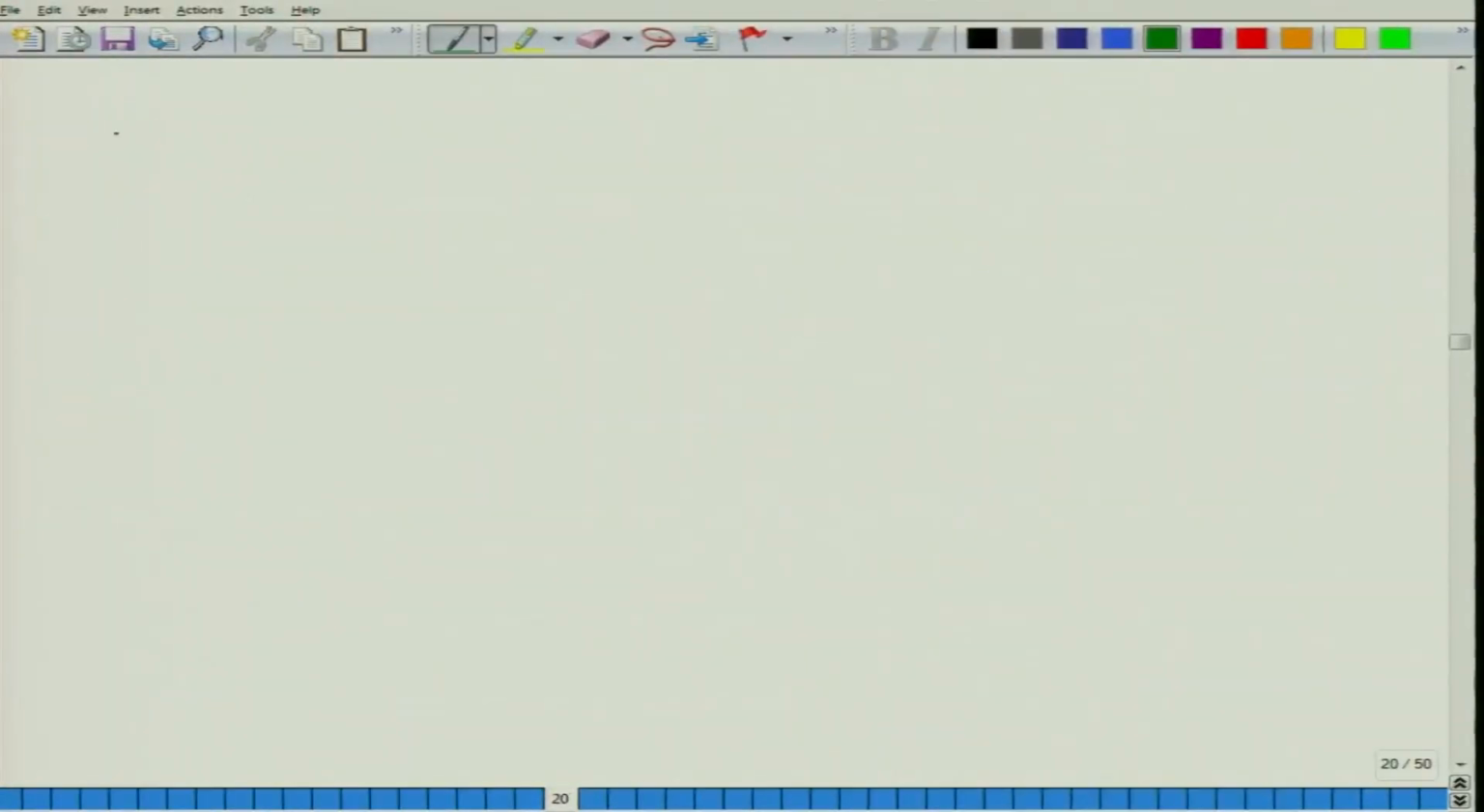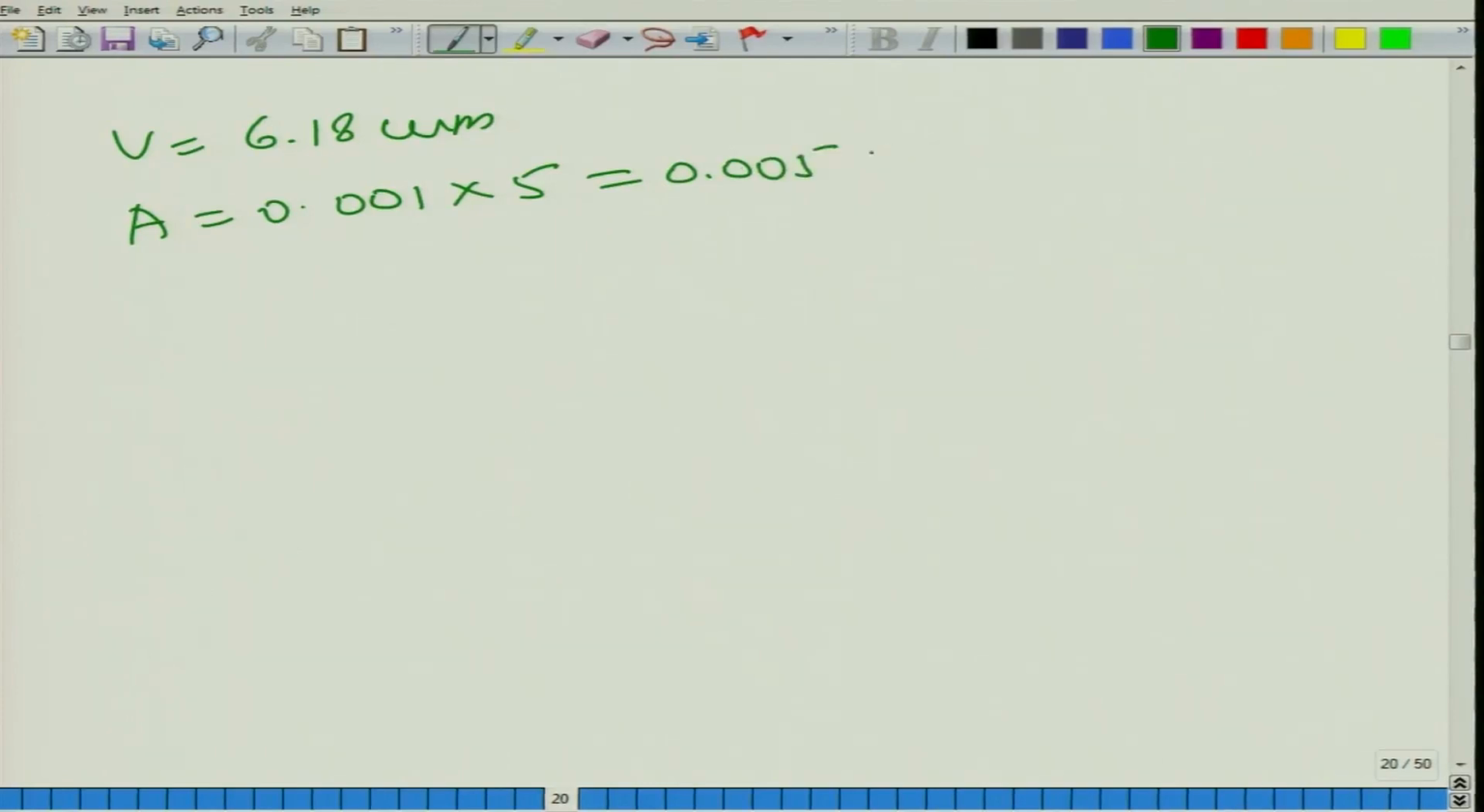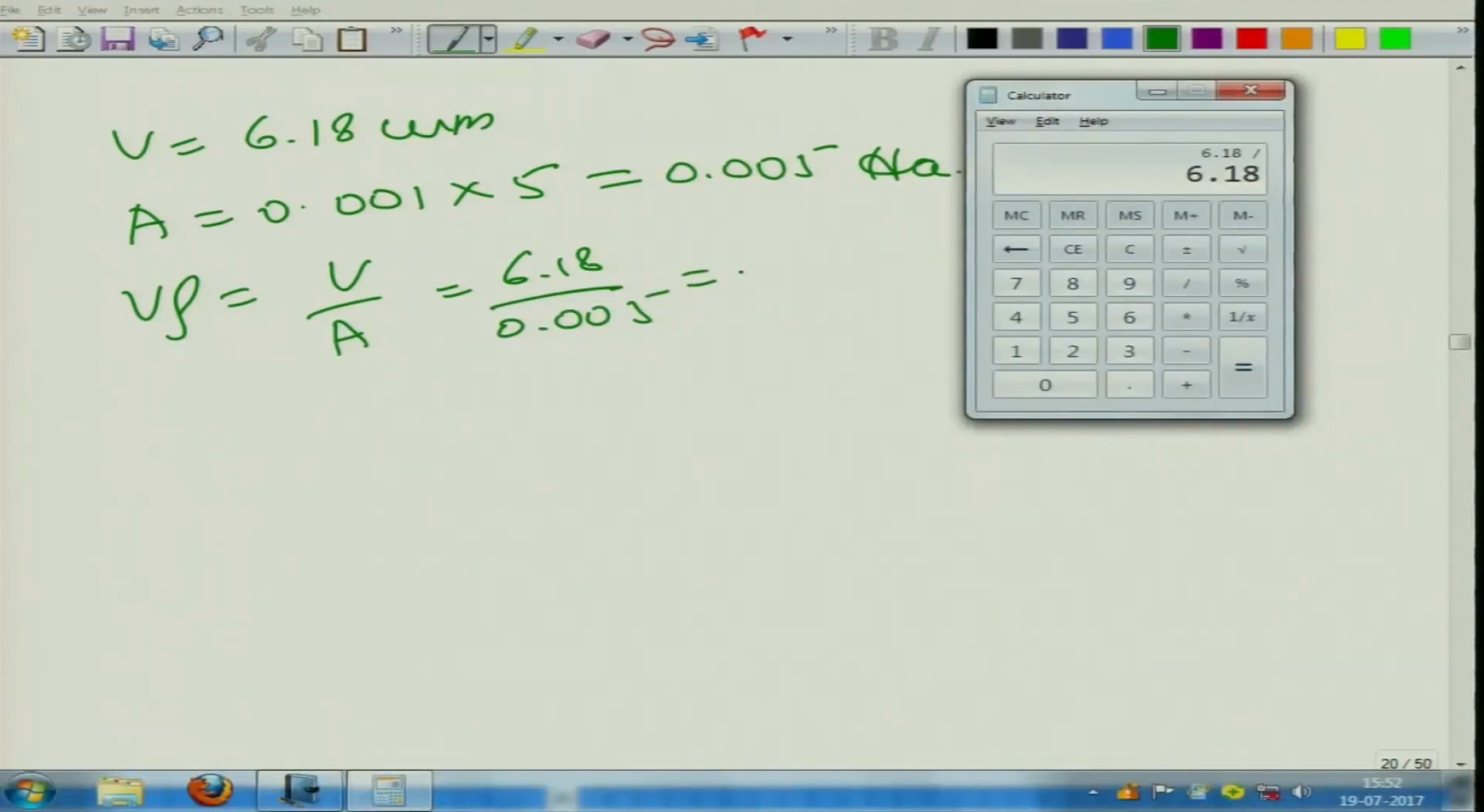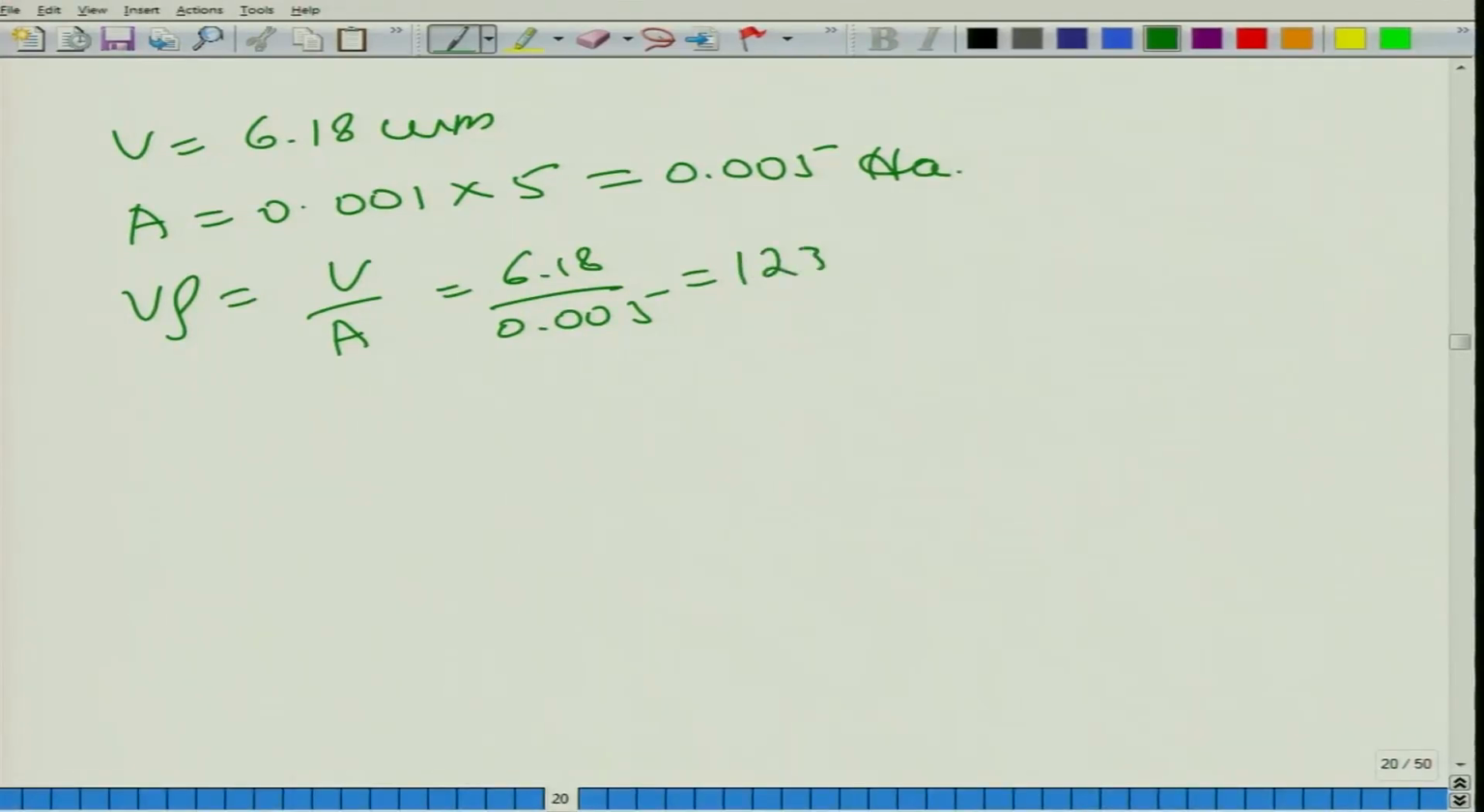Now, if we want to find out the volume density of the stand, how do we find that out? The volume of 6.18 cubic meters is in an area of 0.001 into 5, which is 0.005 hectares. So, the volume density will be volume by area, 6.18 divided by 0.005. So, we get 1236 cubic meters per hectare.